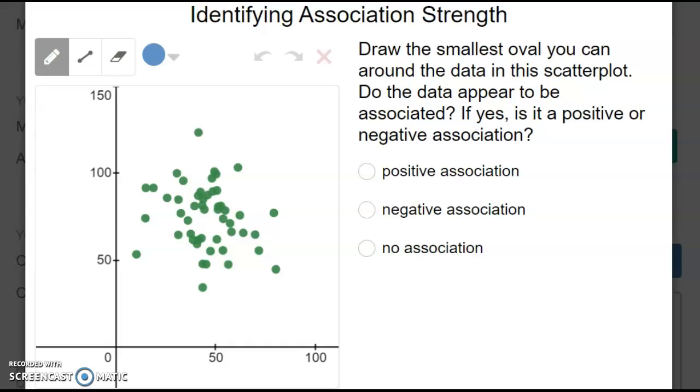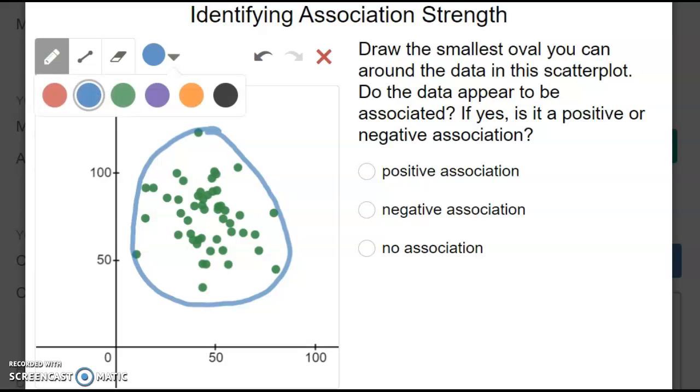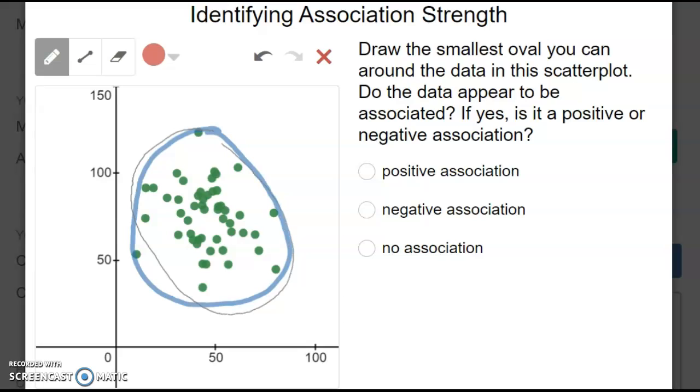Draw the smallest oval you can around this set of data in the scatter plot. Okay, let's do that first. That makes it a little bit more challenging, but a circle is an oval. Okay, so there we go. All right, so does it look like there is an association? It's kind of hard to tell, but if I had to choose, let me draw yet another, different oval. I would say most of it falls in points like so.